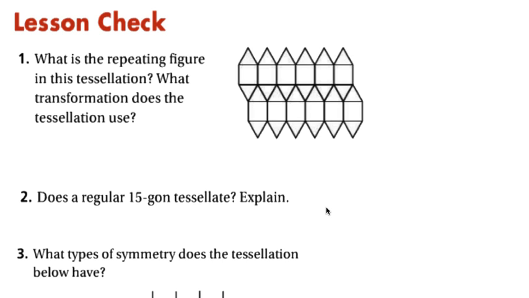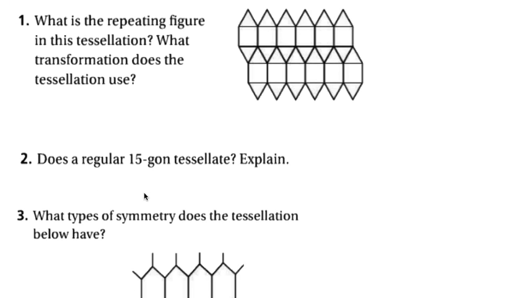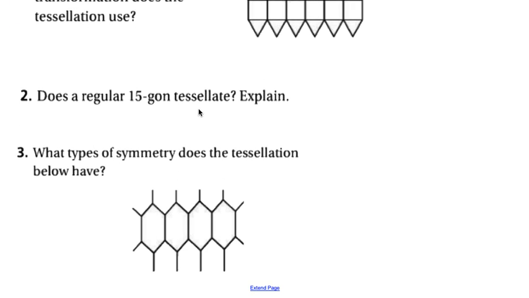Here is your lesson check. What is the repeating figure in the tessellation? Just describe what the repeating figure is. And what transformation does the tessellation use? And then just like we had in the video, can you tell whether a regular 15-gon will tessellate? And what types of symmetry does this tessellation have?